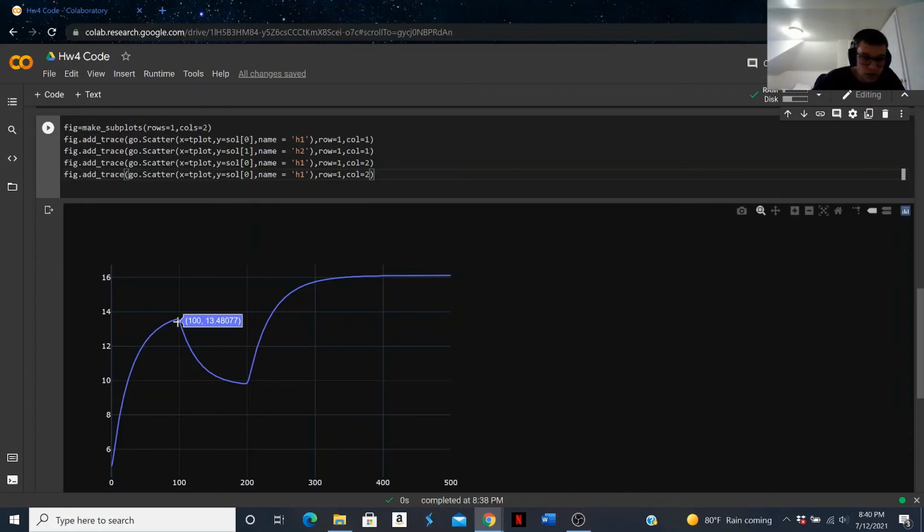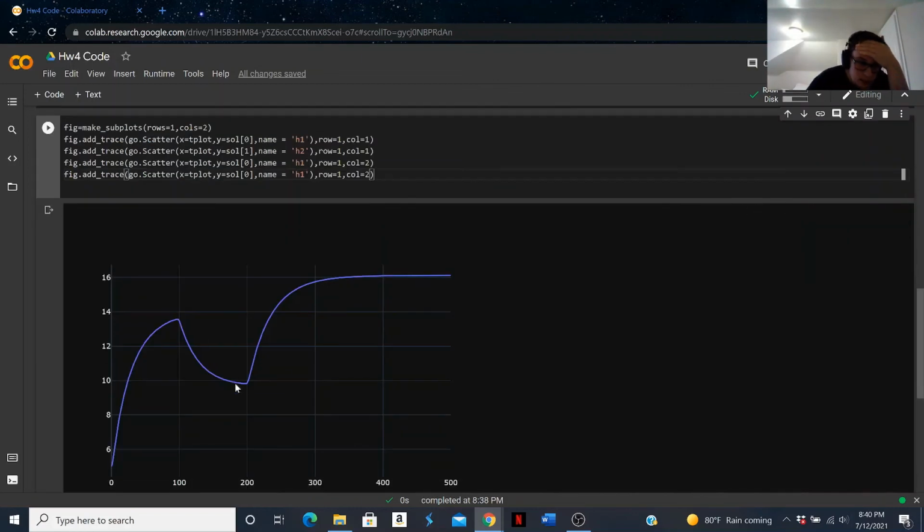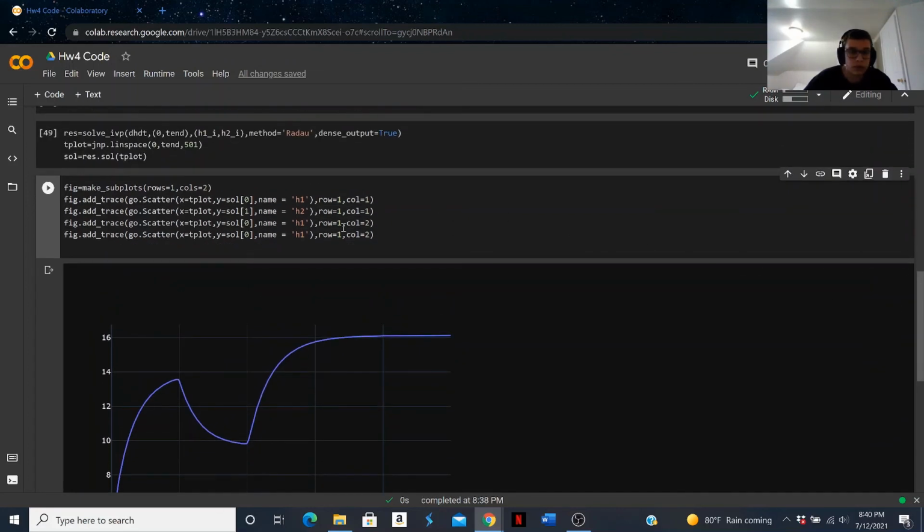At time 100, we have a change. Time 200. So our switch function's working. It's got to be something super small. Okay, again, I'm gonna work on our second plot here before we go back and find out what went wrong there.